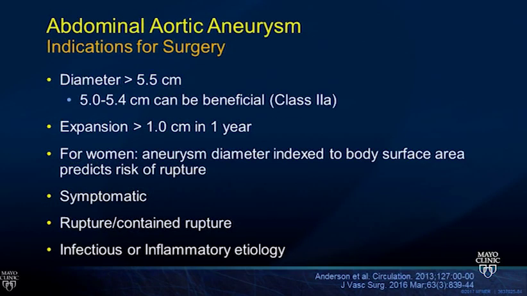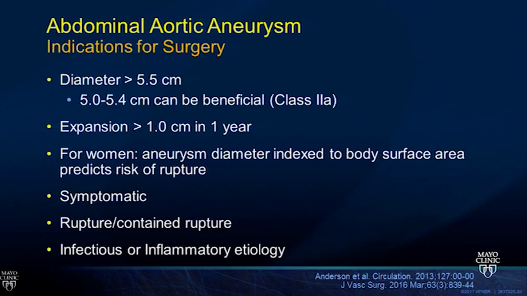Okay, so these are the indications for surgery. The diameter more than 5.5 centimeters; 5 to 5.4 can be beneficial, it's a class 2A recommendation. Expansion of more than 1 centimeter in a year, and that's where most of you saw that that's the point I was driving with that last question.